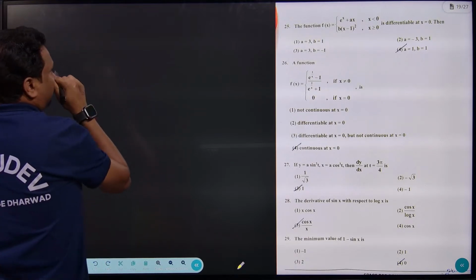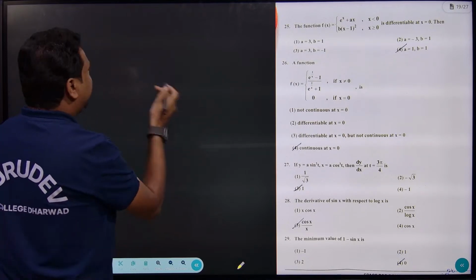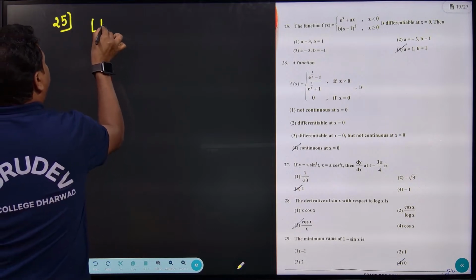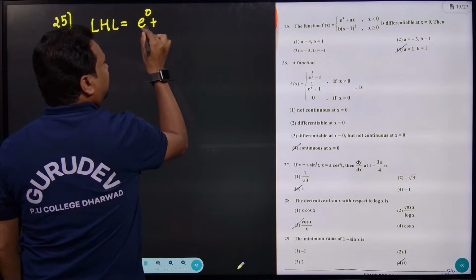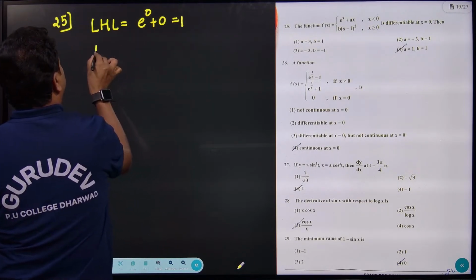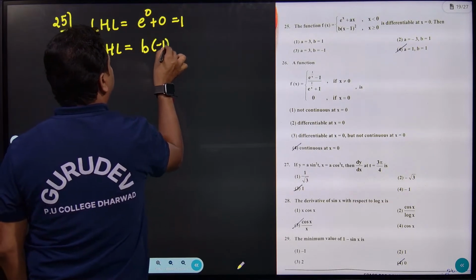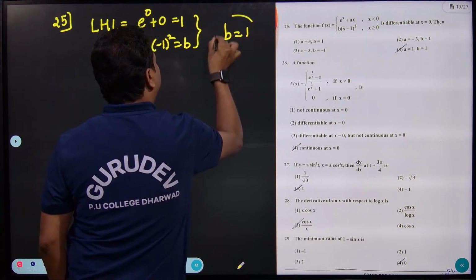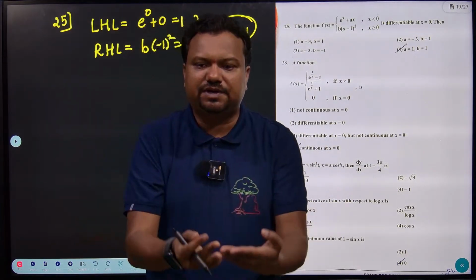They have given a problem like this. e to the power x, differentiable at x equal to 0 is given. If differentiable is given, what must the function compulsorily be? Continuous. Continuous means the left hand limit must be equal to e to the power 0 plus a into 0, that will become 1. Take the right hand limit. What happens in the right hand limit? b into 0 minus 1 whole square, that is minus 1 whole square, that will become b. So left hand limit equals right hand limit, which means b value is 1, confirmed. I repeat, they have given differentiability. Only if the function is continuous, what will the function be?